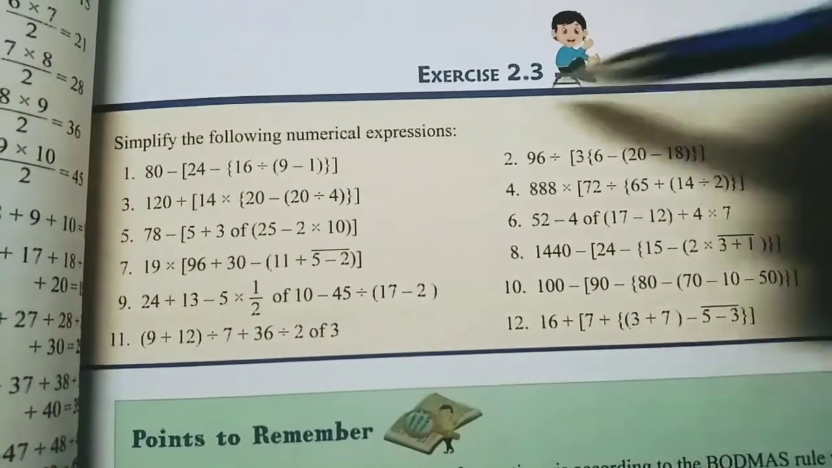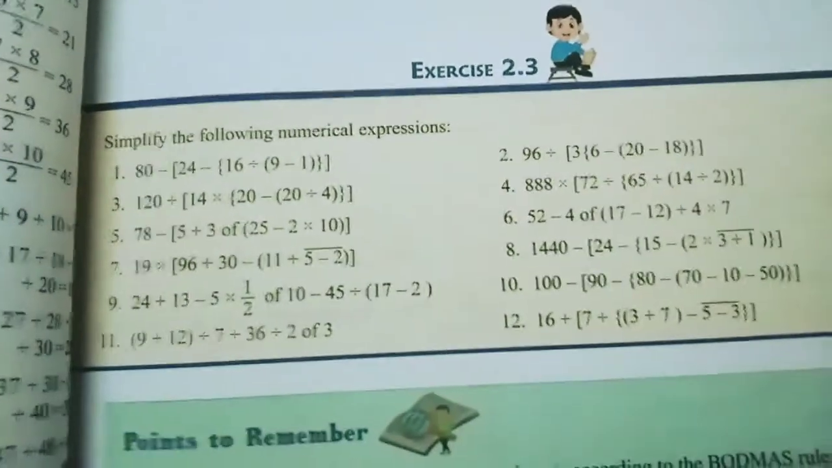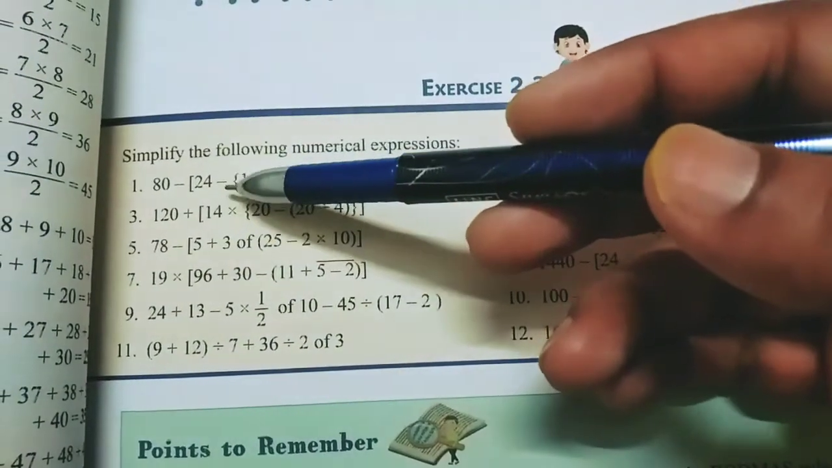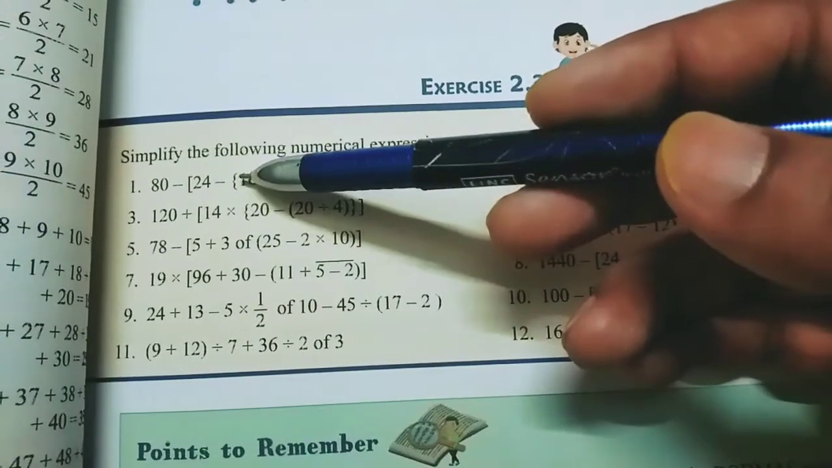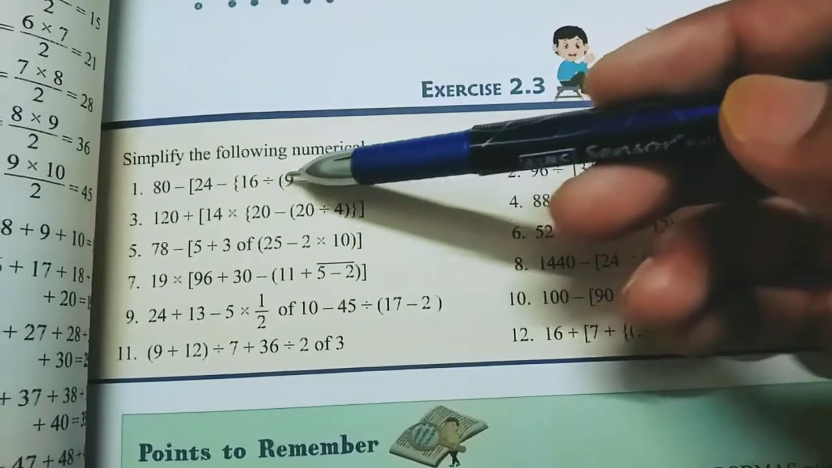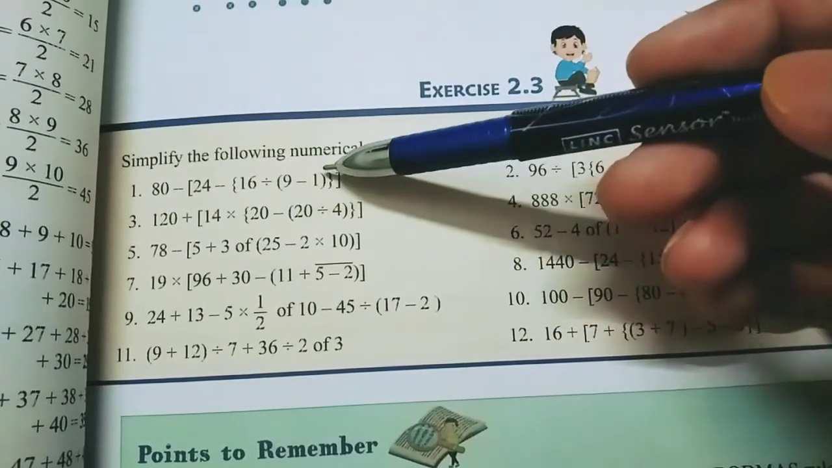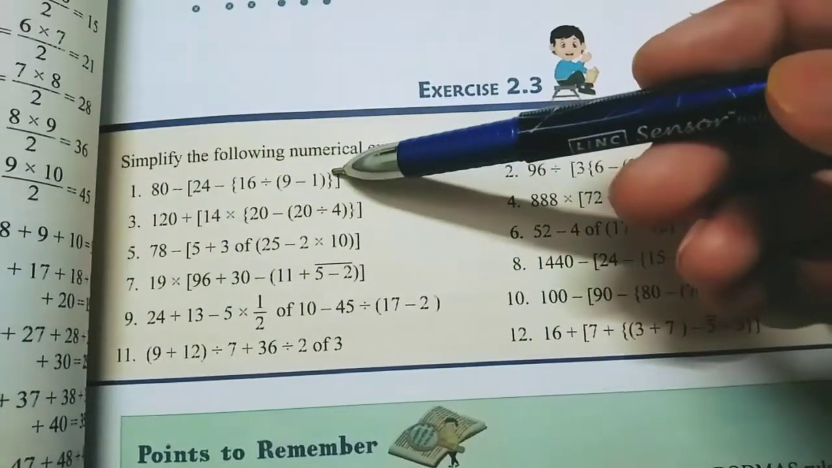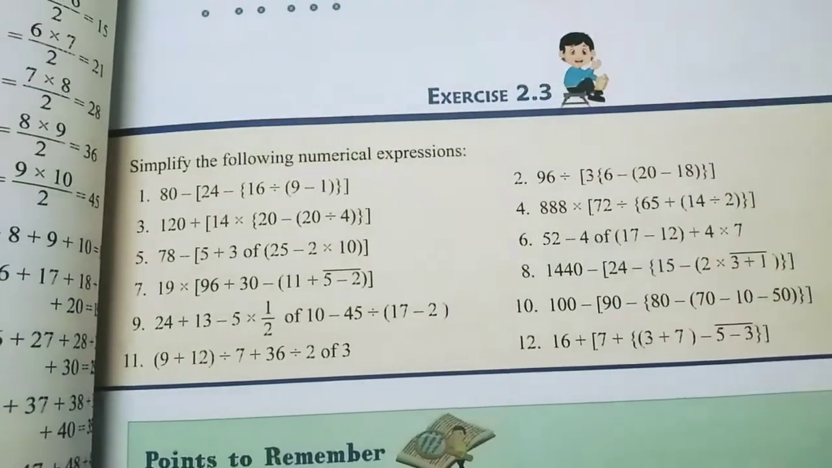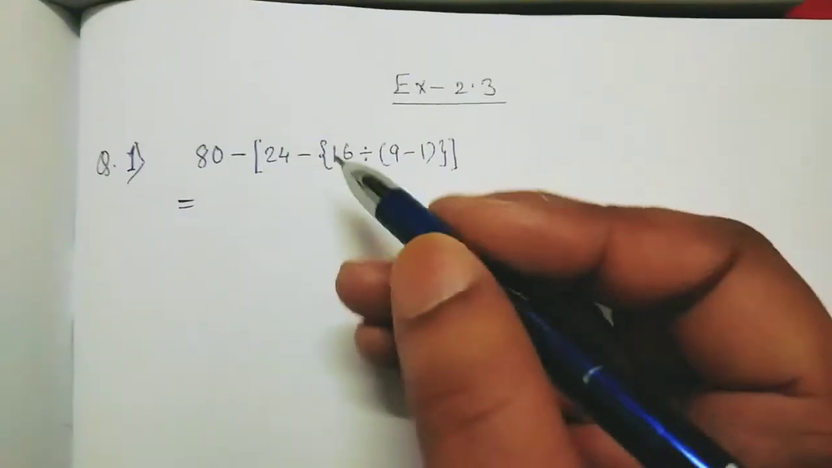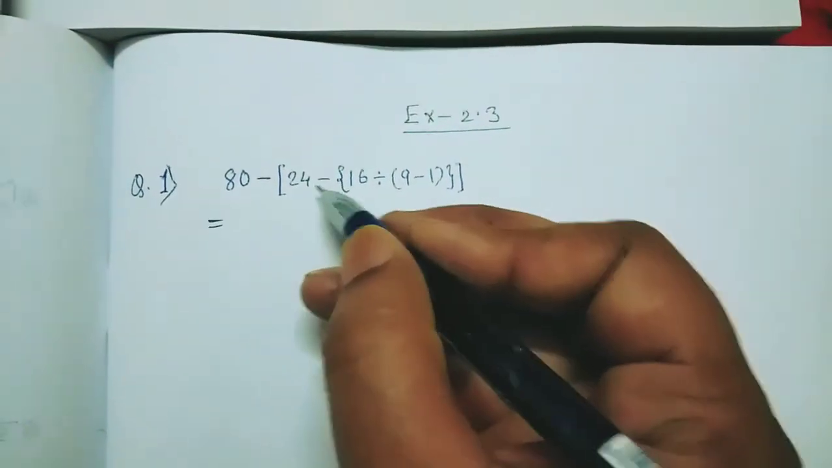So let's see 80 minus 24. This is what bracket? This is the third bracket, the big bracket. Inside it, 24 minus, then what started, the second bracket, the curly bracket: 16 divided by, then the small bracket started: 9 minus 1. So the small bracket closed, the curly bracket closed and the third bracket closed. So let's see how to solve it. So students, can you see here? So 80, so here what will we solve?